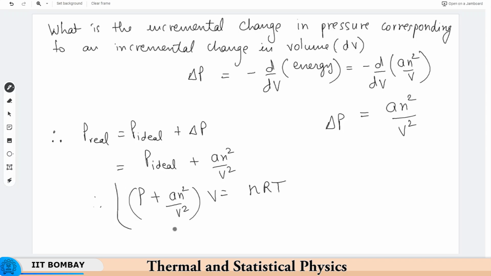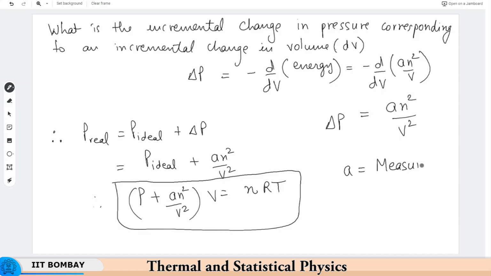Okay, so this is how the correction from the attractive interaction looks. And remember here, what is A? This is an important parameter. A is a measure of attractive force between molecules. Okay. So in the ideal case, A was 0, so we get PV equals nRT.